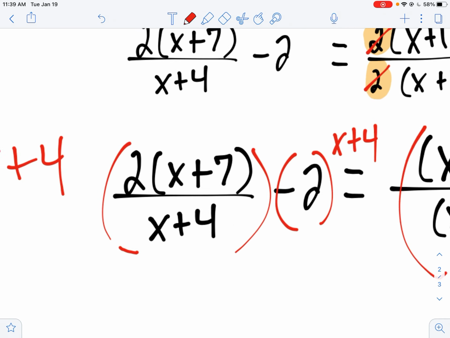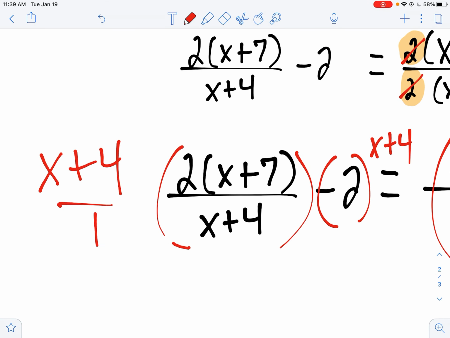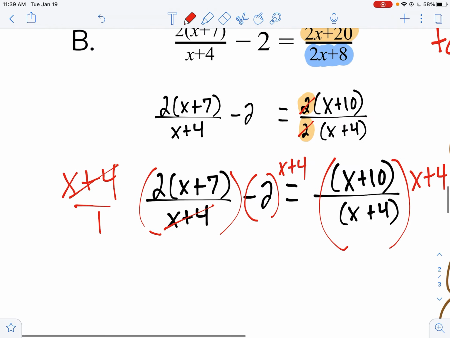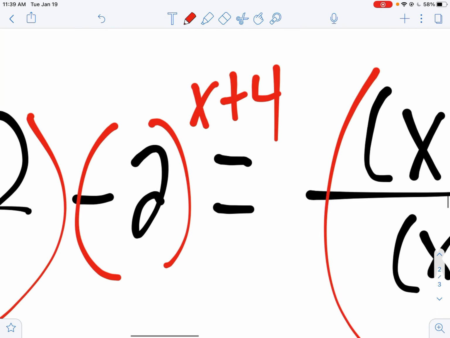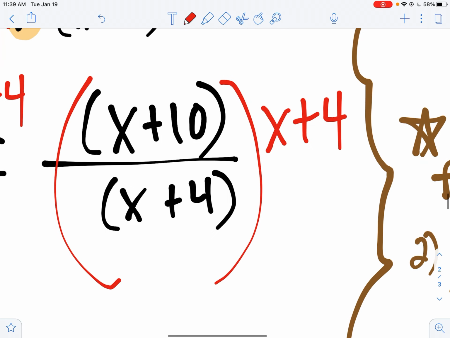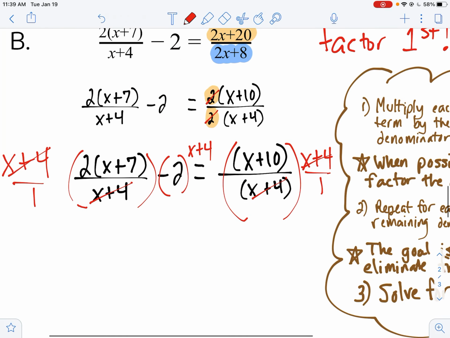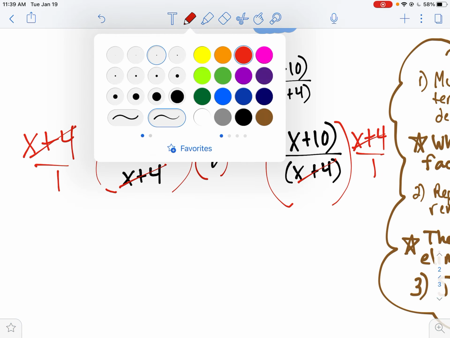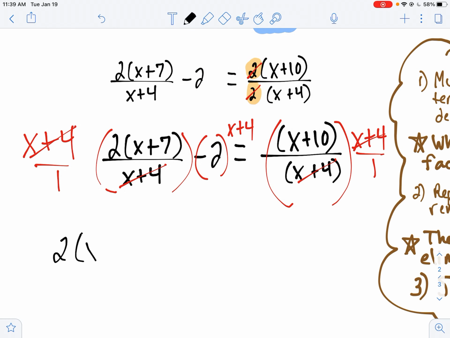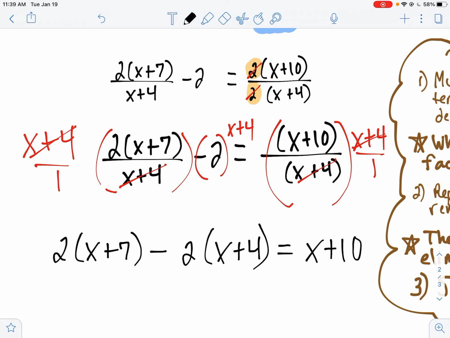All right, so now let's take a look. x plus 4 over 1, these cancel out. Excellent. Next, can't cancel out anything here for negative 2 times x plus 4. But when I get to here, guess what? x plus 4 over 1, these cancel out. That's my goal here. So now I'm just going to rewrite what I have. 2 times x plus 7, minus, and then 2 times x plus 4. And then I'm just left with x plus 10 over here.